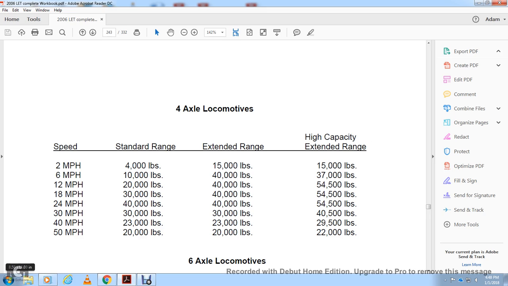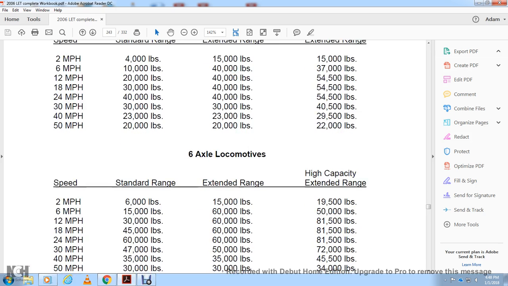54,500 pounds high extended. 30 miles an hour, 30,000 pounds standard range, 30,000 pounds extended range, 40,000 pounds, 40,500 pounds high extended. 40 miles an hour, 23,000 pounds, 23,000 pounds extended, 29,500 high capacity extended range. 50 miles an hour, 20,000 pounds standard range, extended range 20,000 pounds, high extended range 22,000 pounds.